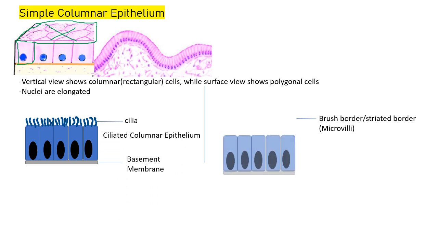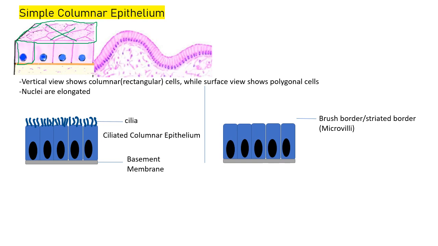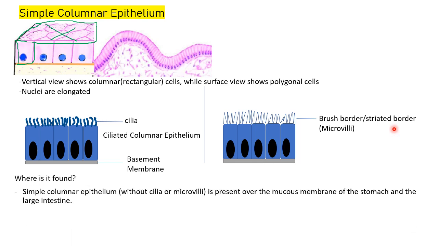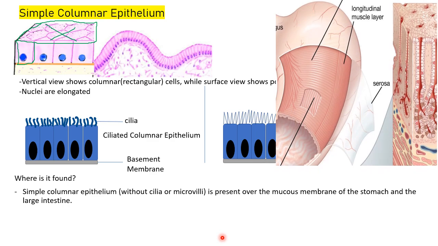Okay, then let's look at another speciality of simple columnar epithelium. Instead of containing cilia, it may contain microvilli, and whenever it contains microvilli, you call it brush border or striated border. Okay, let's move on. So where is it found? The one without cilia or microvilli is present in the mucous membrane of the stomach and the large intestine.